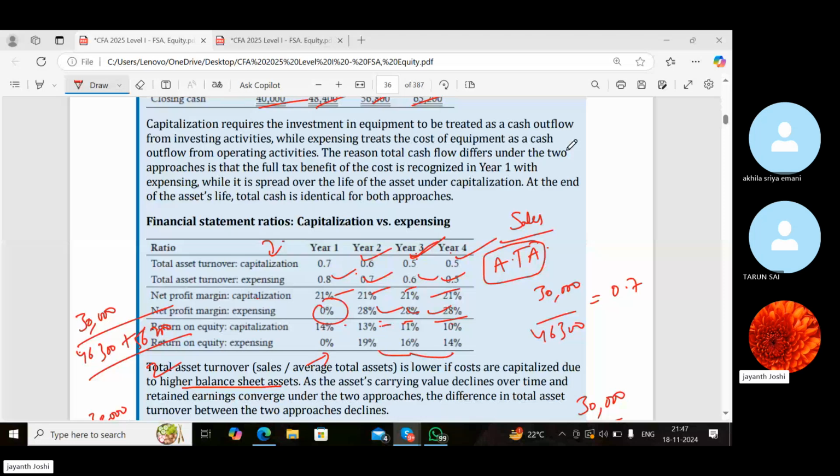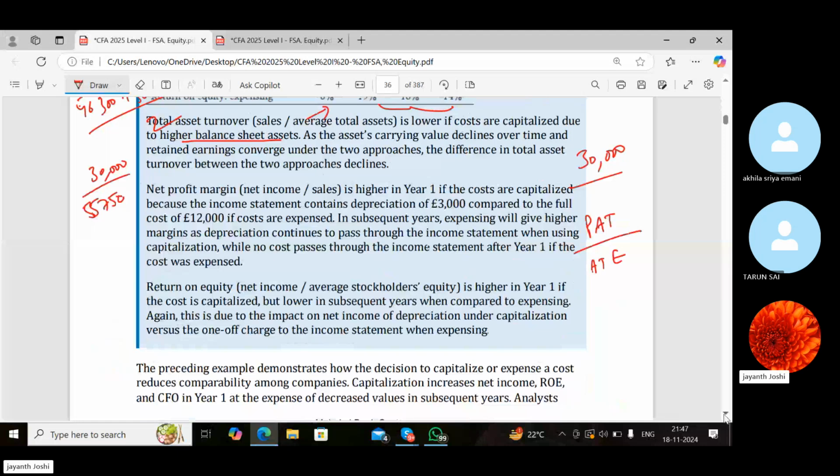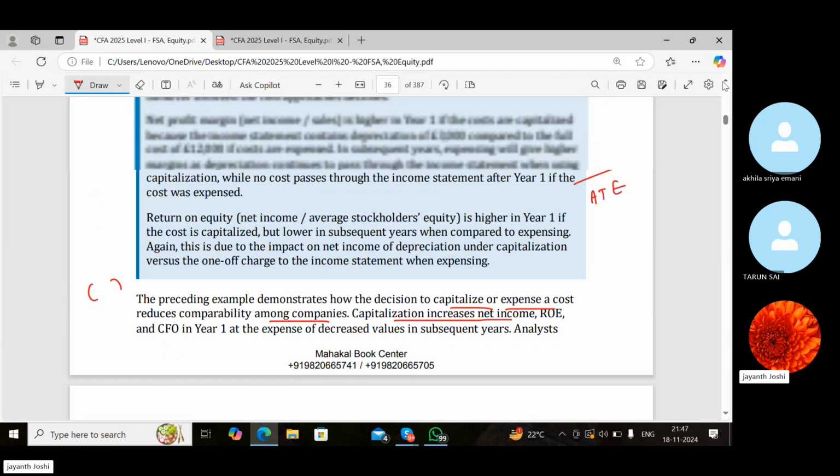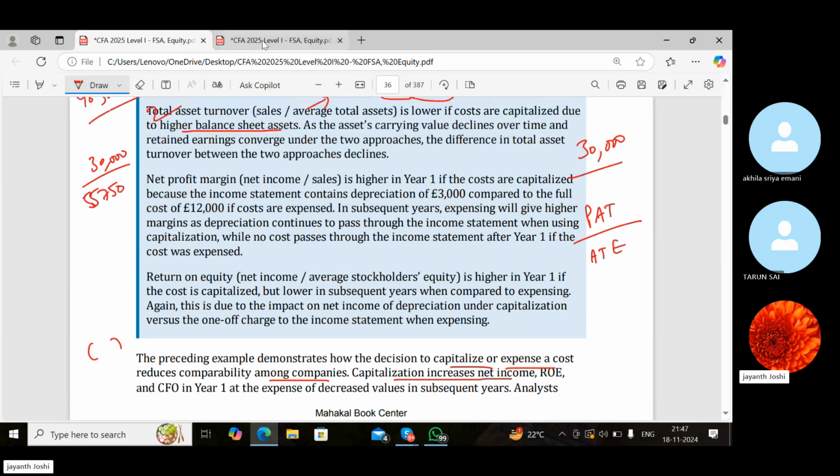Okay, let's go to the next topic. The preceding example demonstrates how the decision to capitalize or expense a cost reduces comparability among companies. Capitalization increases net income. When you capitalize a certain asset, you put it in the balance sheet and show very little expense in the income statement. That increases your profitability in net income. So we will check that also.